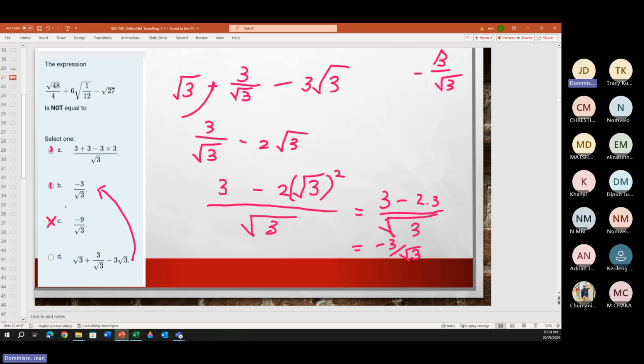The quicker way would have been just to use a calculator and say square root of 3 plus 3 over the square root of 3 minus that, which will give us the same as minus 3 over the square root of that. So that would have been the easiest. Now to battle out to get that in the same format as that.